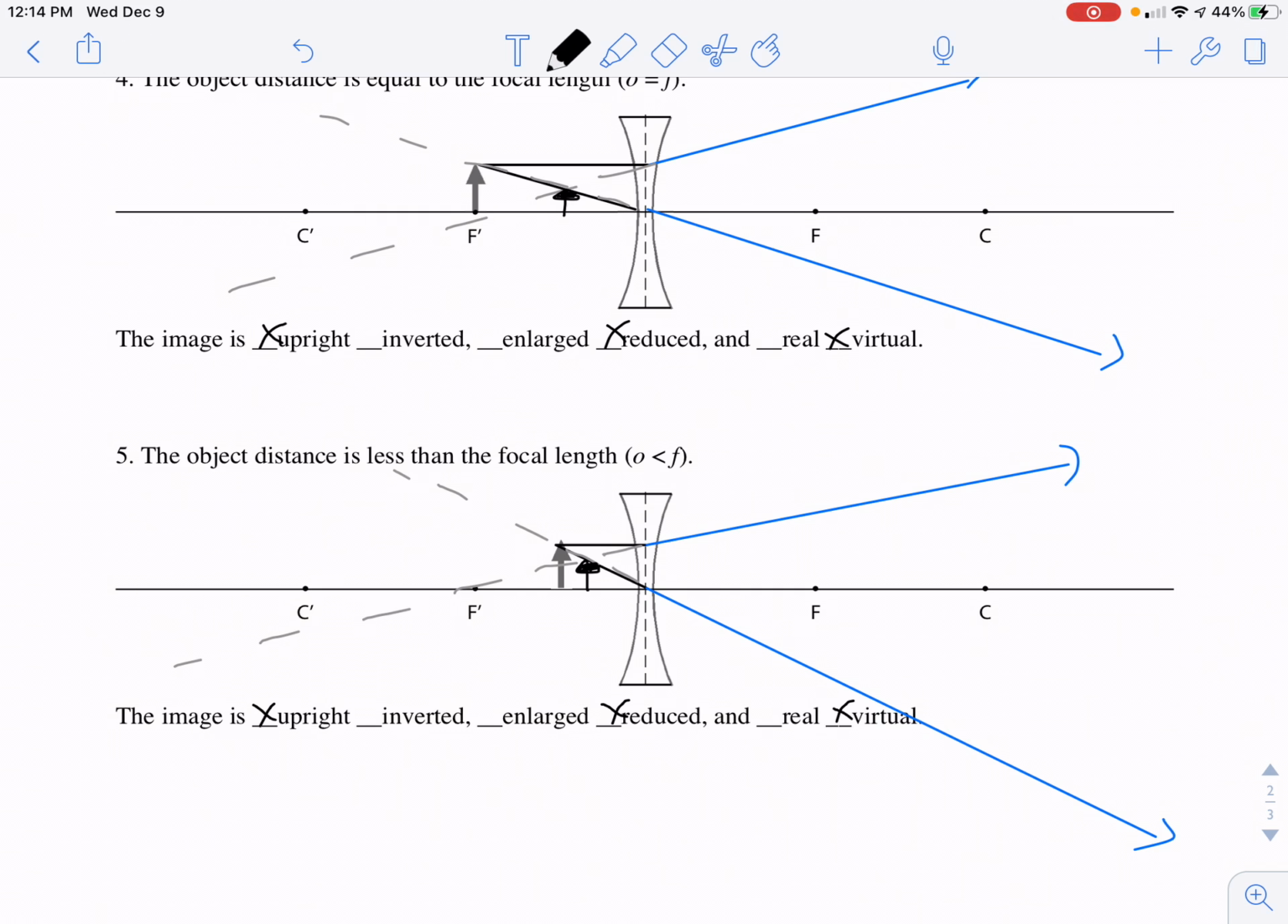Diverging lenses are good for eyeglasses. Part of eyeglasses are curved in a diverging lens fashion.